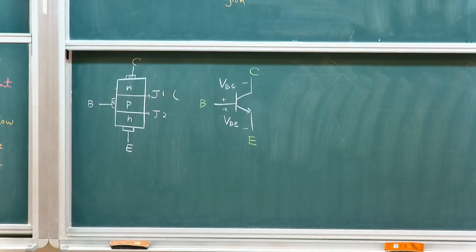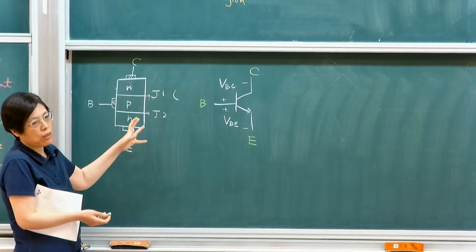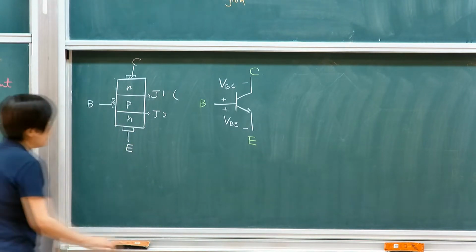So the junction has two modes, forward and reverse. Therefore, how many modes are there? It's a math problem. How many? Each of these junctions can be forward or reverse. So the combination of these two is 4. Yes.